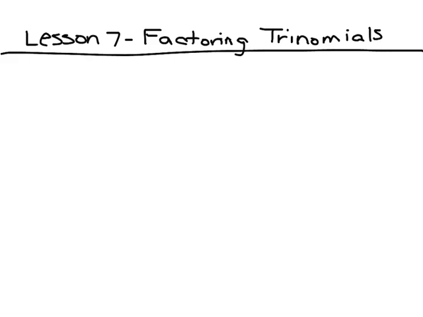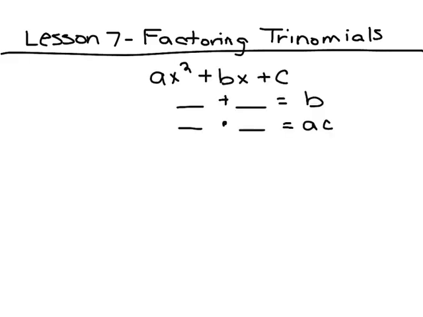Lesson 7, factoring trinomials. Factoring trinomials means you're going to go from a trinomial into two separate binomials, so it's kind of the opposite of multiplying the polynomials. If you look at this, all this means is you have a number beside x squared, a number beside x, followed by a number. And you want to find two numbers that add up to this b and multiply to get a times c.